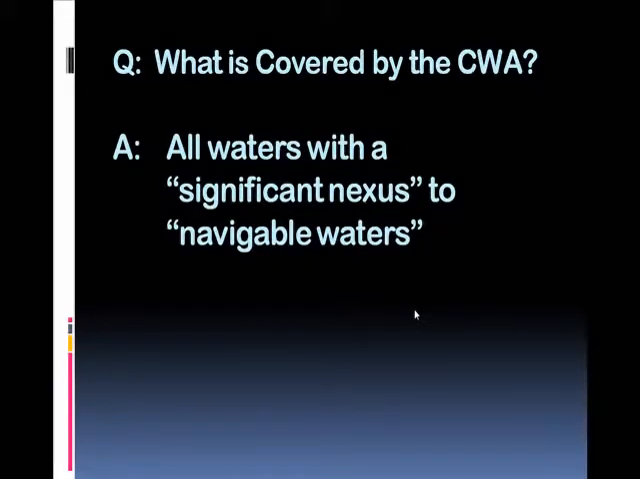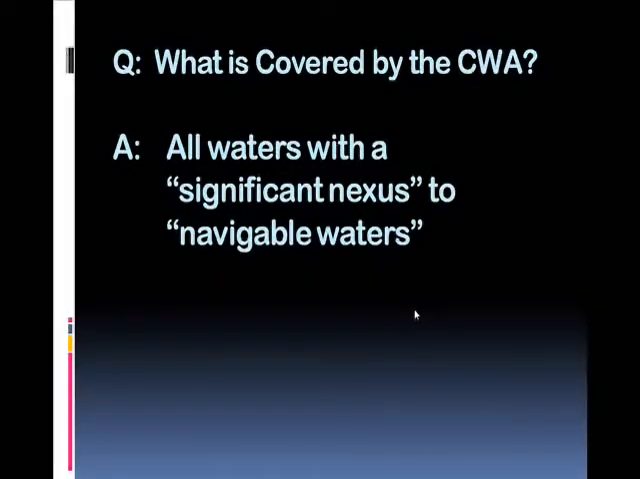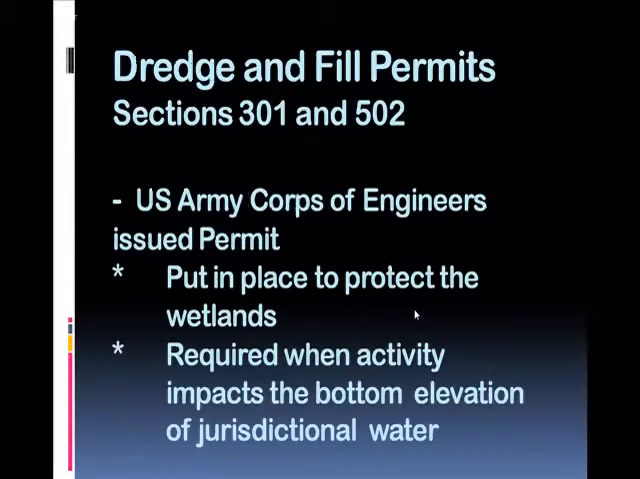The Clean Water Act covers all waters, including waters subject to the ebb and flow of the tide, that are, were, or could be used as a channel for interstate or foreign commerce or the transportation of goods and people. Sections 301 and 502, adopted to protect the wetlands, require permits for activities that through the use of dredge and fill affect the bottom elevation of jurisdictional waters. These permits must be obtained through the U.S.